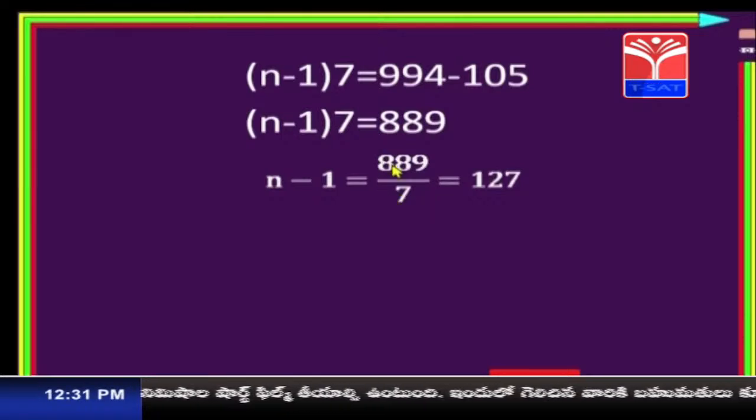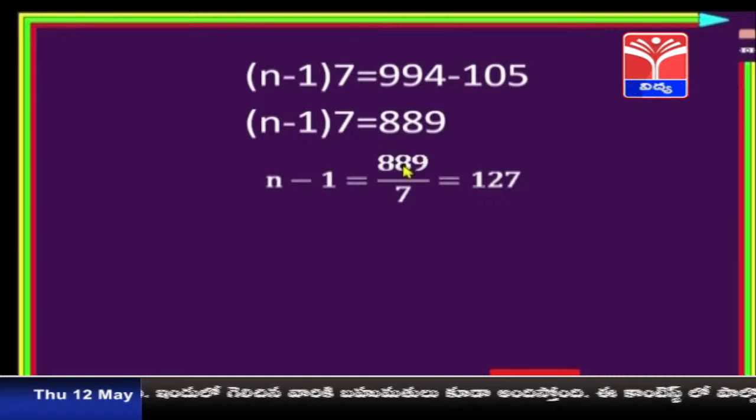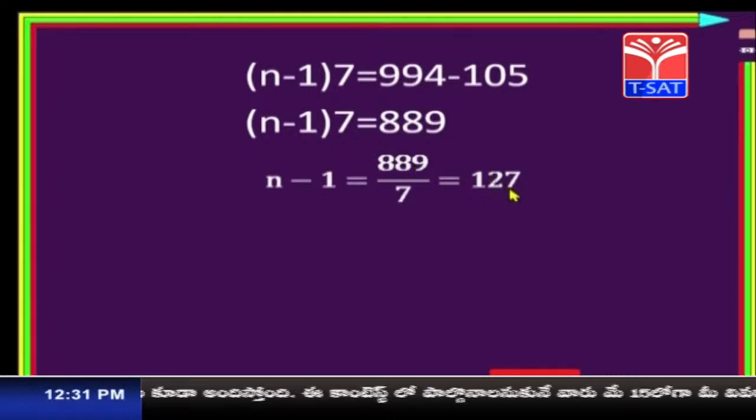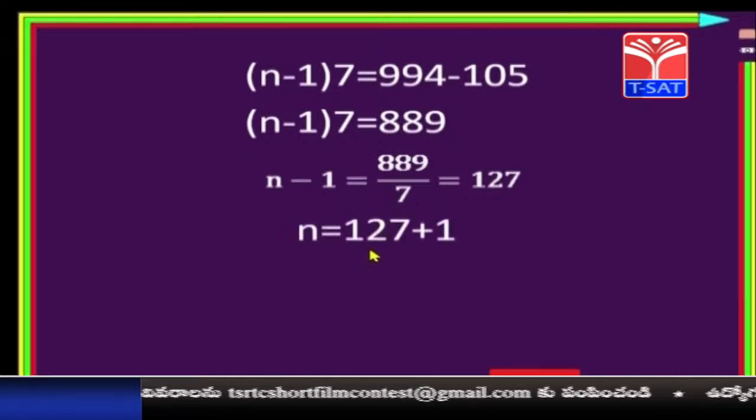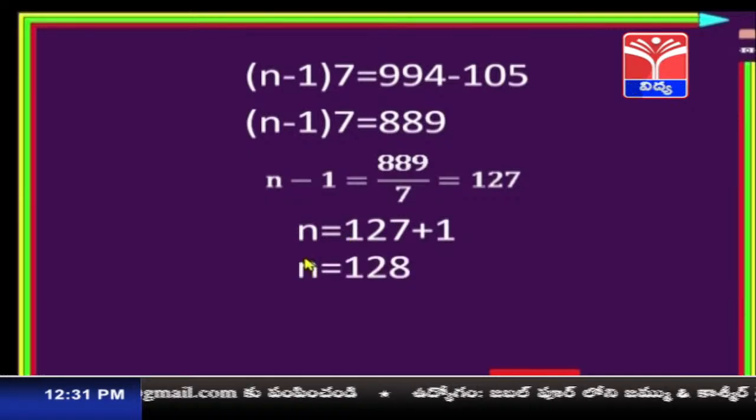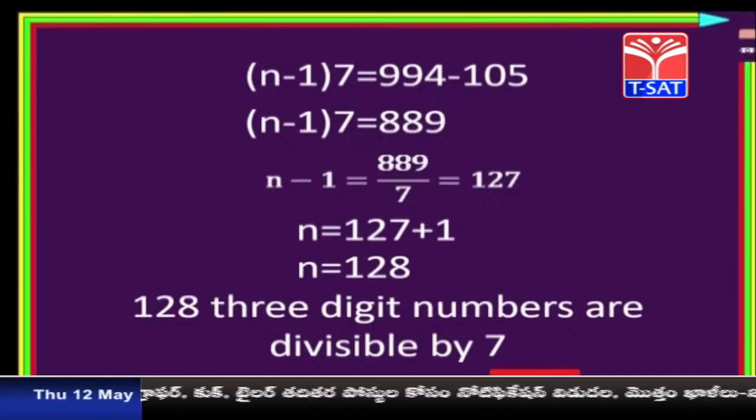7 ones are 7, here 18 is remaining, 7 twos are 14, here 4 is remaining, 49, 7 sevens are 49. So, n - 1 is equal to 127, then n is equal to 127 plus 1, n is equal to 128. So, by using arithmetic progression, we have simply found there are 128 3-digit numbers which are divisible by 7. In the same way we can find how many 4-digit numbers are divisible by 9. Right. Till now we have solved beautiful and interesting problems based on the nth term formula.